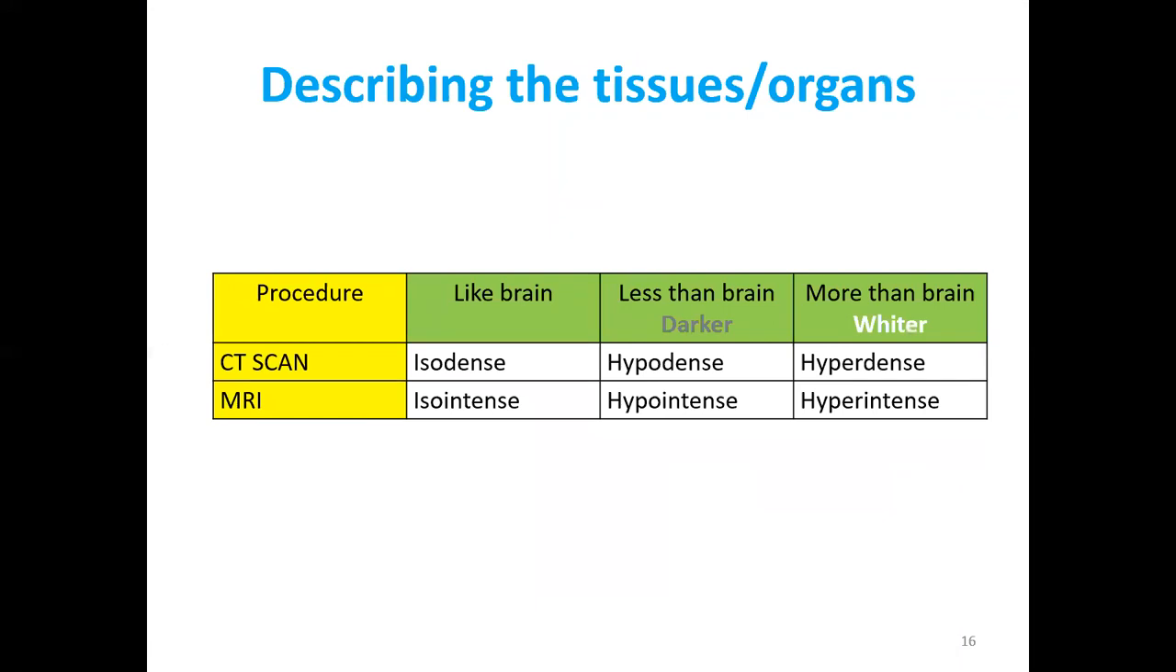Describing the tissues in the organs. In a CT scan, if it looks like white matter or like brain, it is called isodense. If it is darker than white matter, it is called hypodense. If it is whiter than brain, it is called hyperdense. In MRI, it is the same: like brain is isointense, darker than brain is hypointense, and brighter than brain structures is called hyperintense.